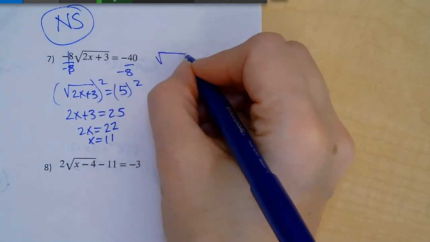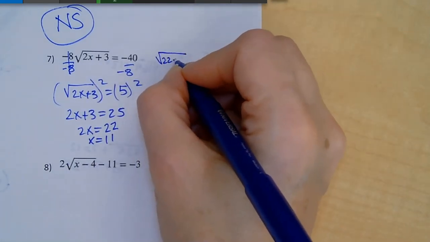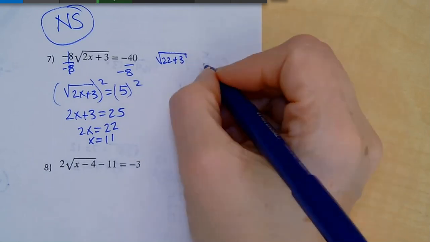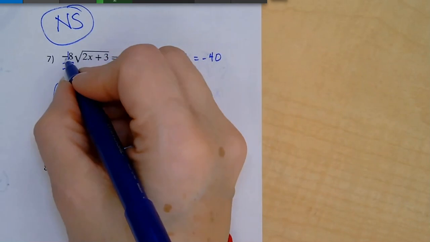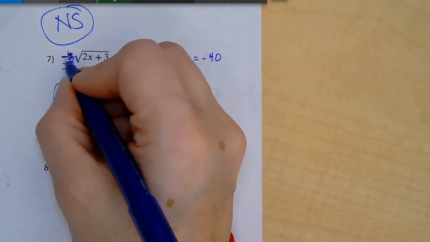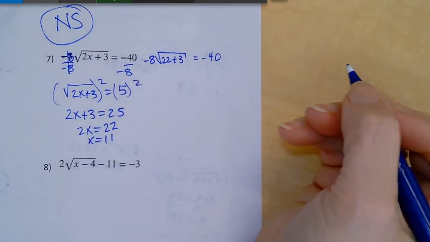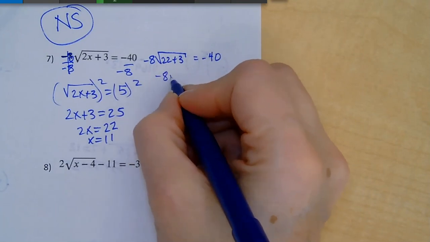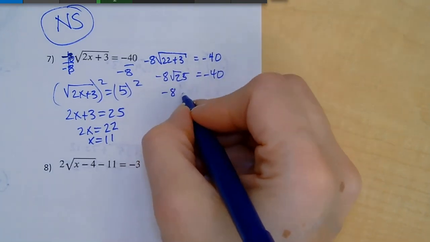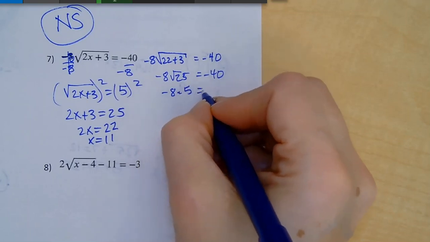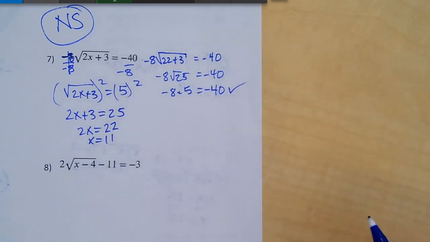So I get the square root of 22 plus 3, all under the square root bar, equals negative 40. Oops, I'm missing the negative 8. Sorry, do you see that negative 8 there? I just didn't see it. Negative 8 times the square root of 25 equals negative 40. Negative 8 times 5 equals negative 40. And that's true. I'm all happy.